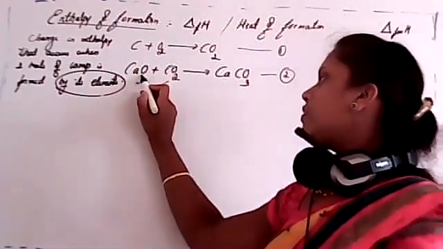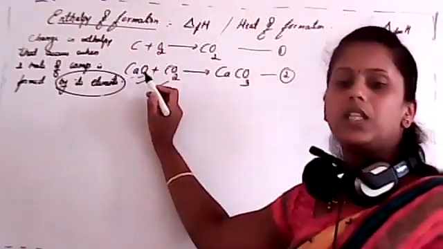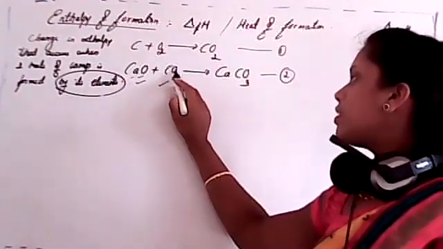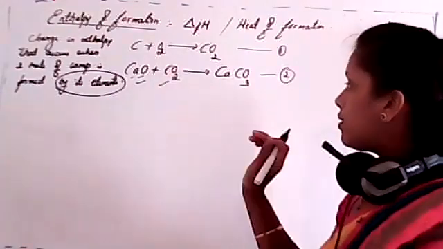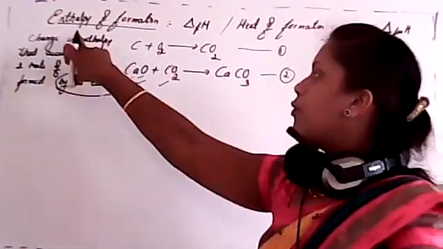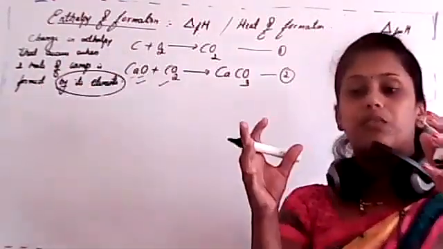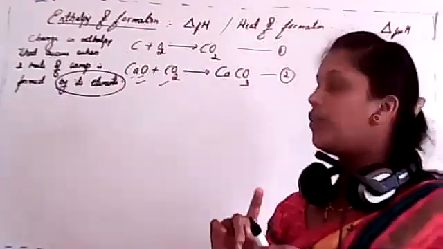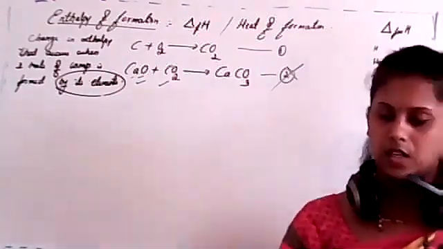See here, this compound is formed with two elements, one is calcium, another one is oxygen. In this case, it is formed with two elements, one oxygen, one carbon. Our statement is that the change occurs when 1 mole of compound is formed from its elements. So that's why this is not for your enthalpy of formation.